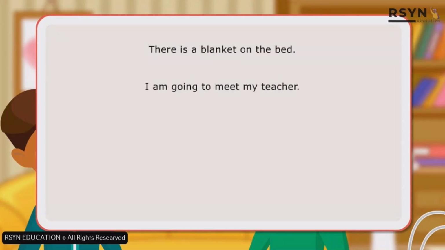Let us look at a few sentences. There is a blanket on the bed. I'm going to meet my teacher. Ritu went to office yesterday.